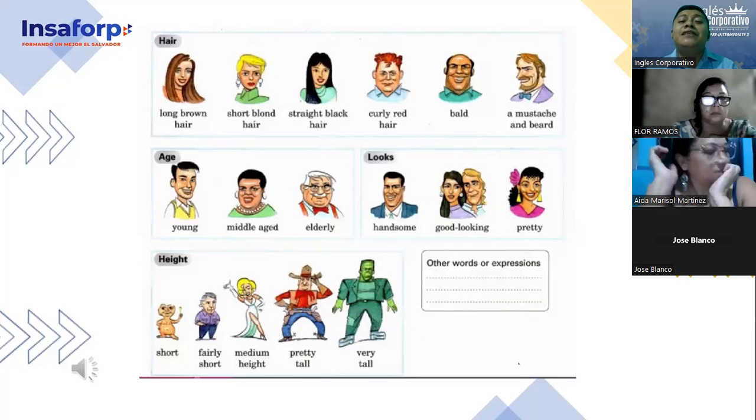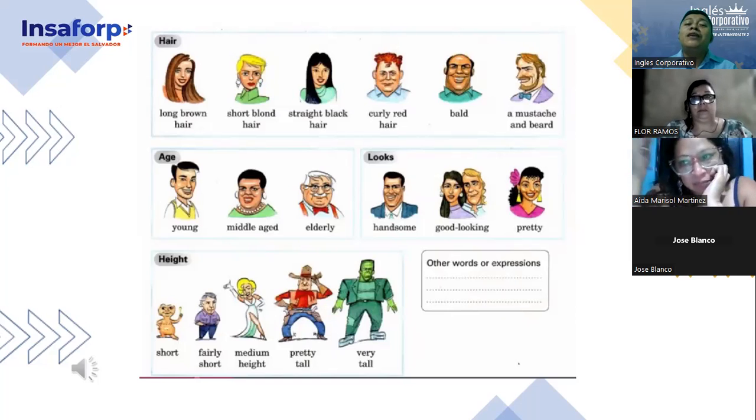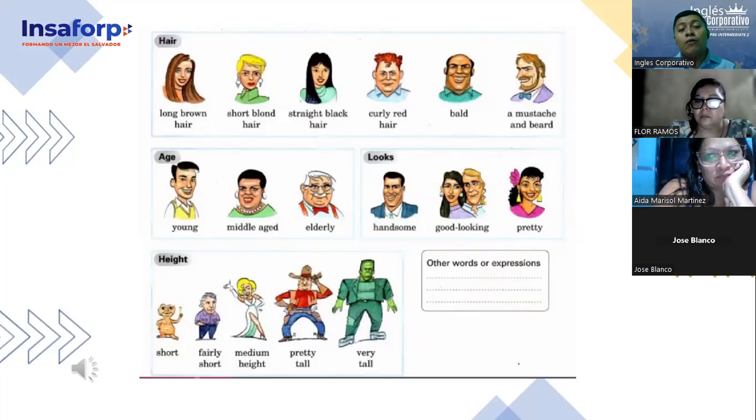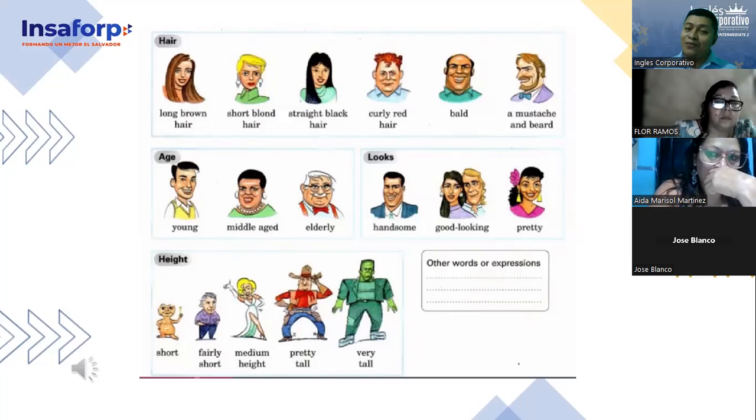Okay, tonight let's start describing ourselves. Empecemos describiendo a nosotros mismos. Veamos el cabello. ¿Cuál de esos adjetivos describe su cabello? Long brown hair, long black hair, short blonde hair, striped black hair, curly red hair, bald, a mustache, and a beard. Any volunteer to start? ¿Cómo es su cabello?